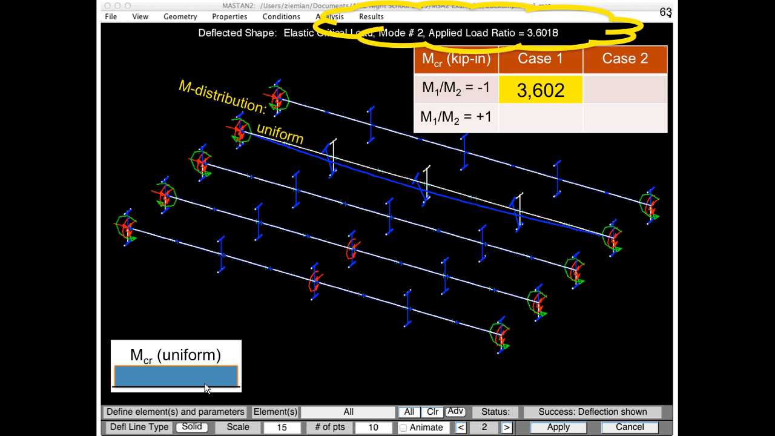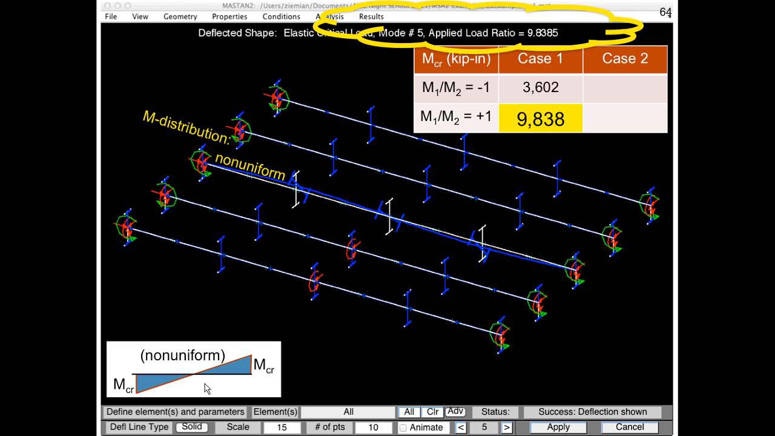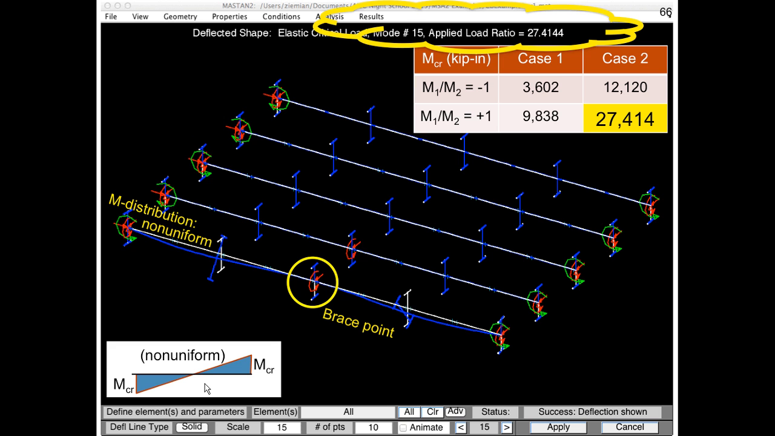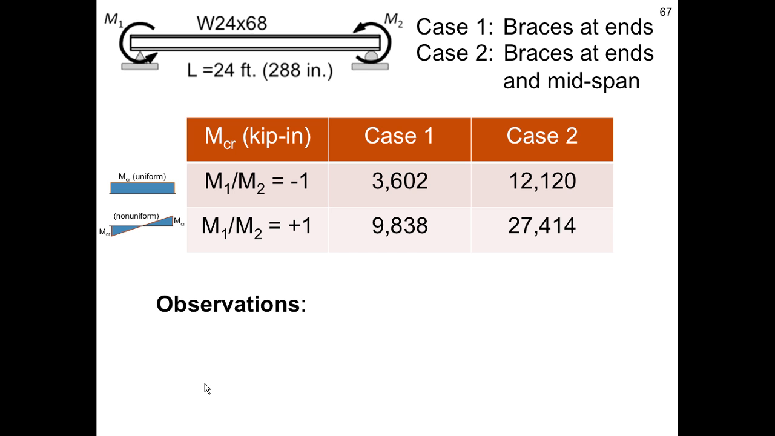So you can see I'm going to start filling in that table up across the top. So that was case 1, uniform bending. Case 1 meant only braces at the end, but now non-uniform bending, we got up to 9,800. Now we've got a brace at midpoint, uniform bending, we're at 12,000 inch kips. And then finally the last one, which took us all the way up to mode 15, we have non-uniform bending and a brace point at the middle, and the buckling capacity is 27,414. So we've filled in our table, and now it's time to answer those questions.